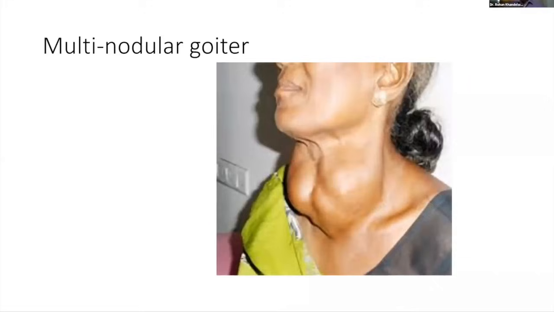This image has been asked in your exam. So a trend this year in the exam was that they were giving a brief history and an image. So you could come to the diagnosis with either one. Now this is very clearly evident. You can see multiple nodules. So it's a multinodular goiter, right? And the surgery which is done for a multinodular goiter these days is total thyroidectomy. Total thyroidectomy.